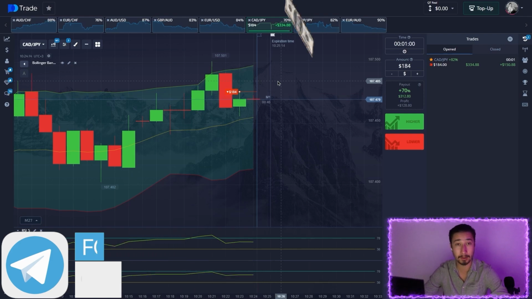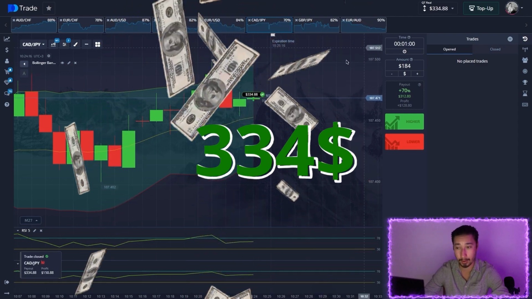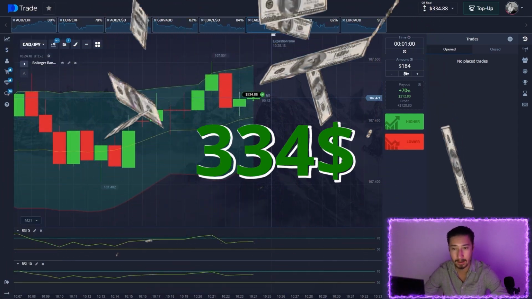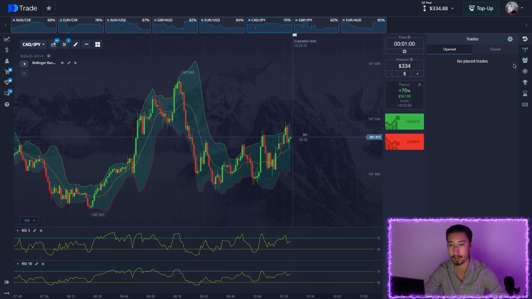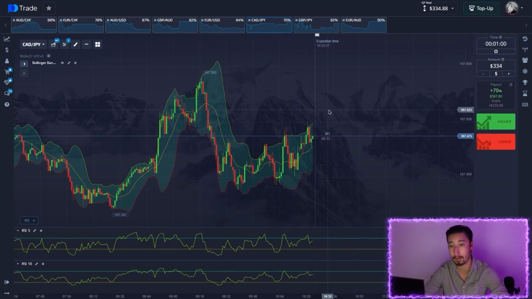And the second deal is in profit too. We have a good opening level at the end of the candle. I assumed that a rollback was supposed to happen. It happened, and we also closed the deal with a plus. So let's select the next currency pair and continue our trading.